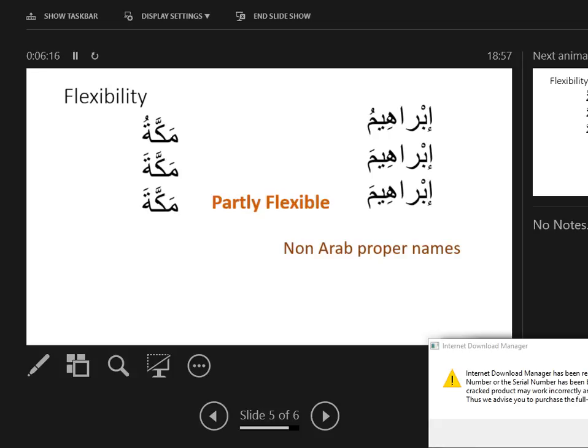So if you want to check the names, you can look in the Quran at which ones are the non-Arabic prophets. Learn from the history. Every non-Arab proper name, like your name, for example: if your name is not Arabic, it is partly flexible.